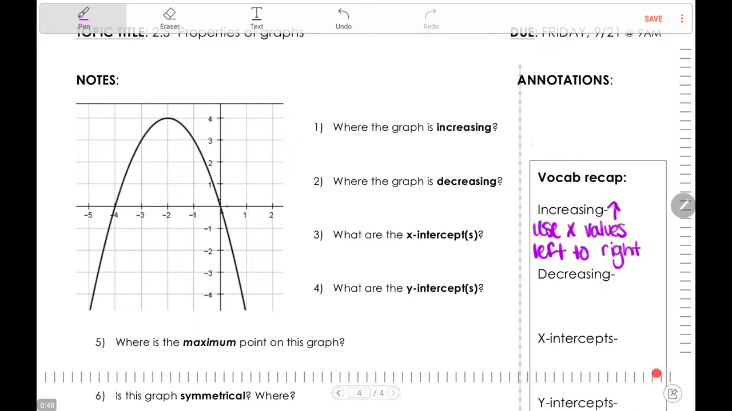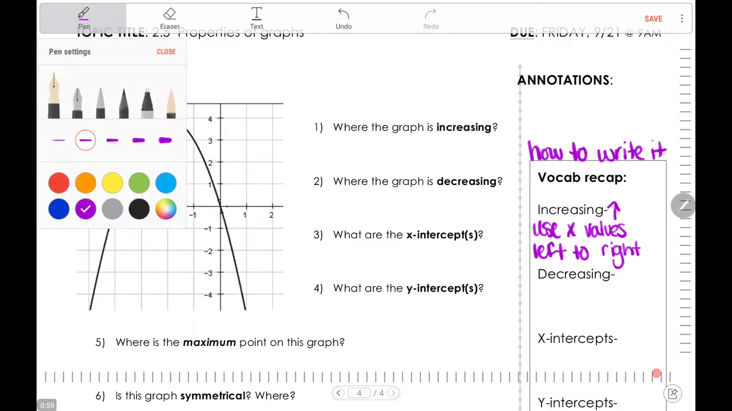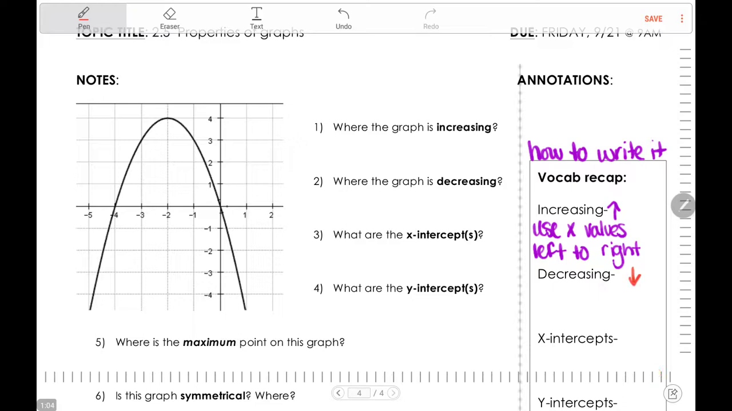Okay, so this is video recap, but basically it's how to write it. Okay, decreasing, we know, means going down. And again, when we're writing it, we're only using the x values to describe it because we read graphs from left to right, not up and down. Okay, so let's just start there and let's do example number 1 together.